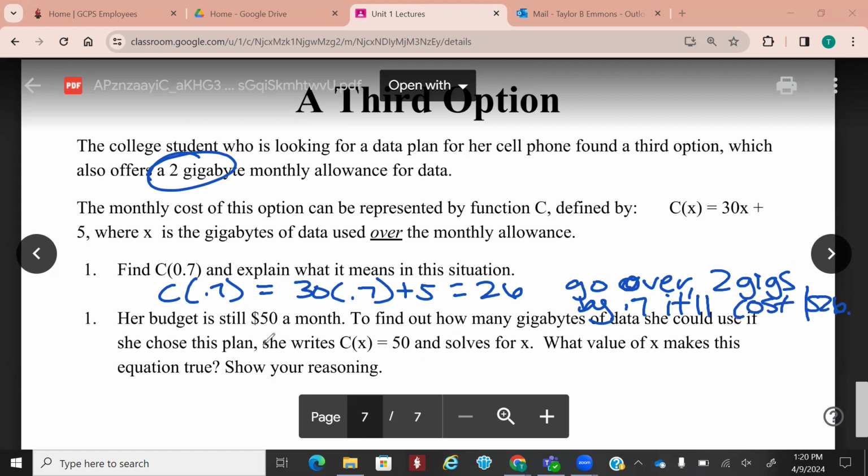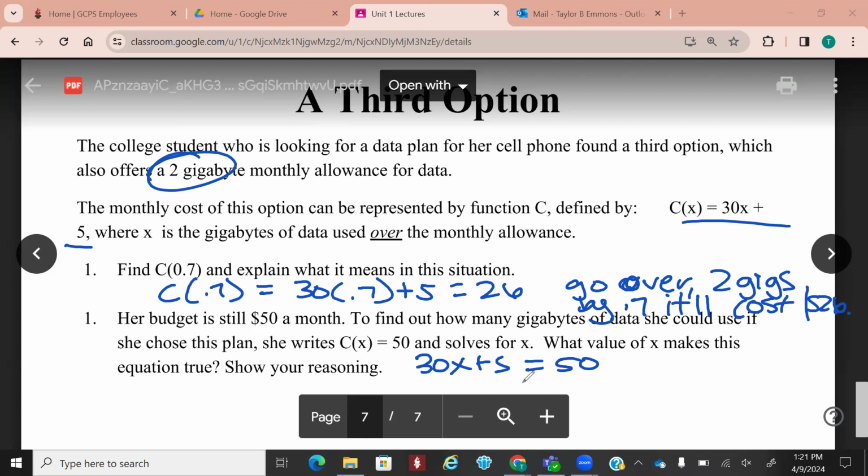Now her budget is still $50 a month. To find how many gigabytes of data she can use, she chooses this plan. She writes C of x equals 50 and then solves for x. What value of x makes this equation true? So she's going to take this equation and set it equal to 50. We're going to take 30x plus 5 and set it equal to 50.